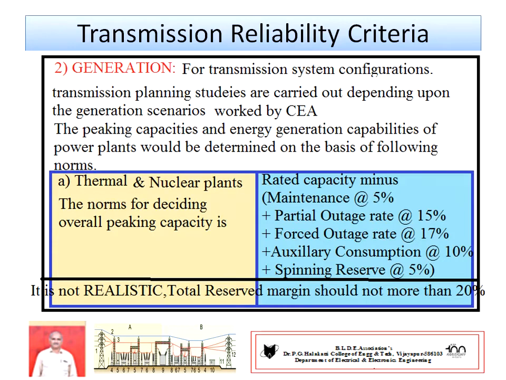Under this one, case 1 or A, for thermal and nuclear power plants, the norms for deciding overall peaking capacity are given by rated capacity minus maintenance at 5% plus partial outage rate at 15% plus forced outage rate at 17% plus auxiliary consumption at 10% plus spinning reserve at 5%. These are standard values which have to be followed to get better reliability.